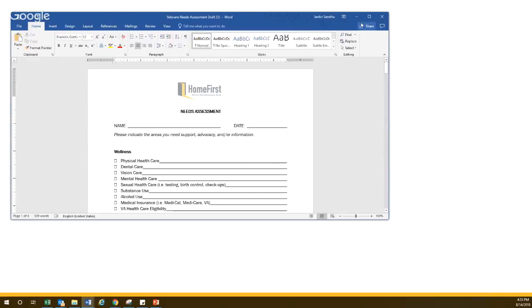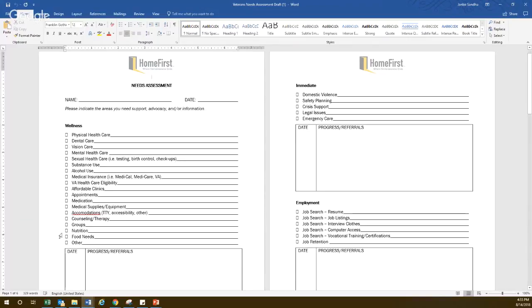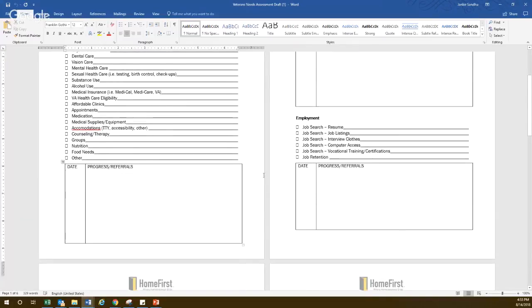So here is an assessment form, the needs assessment form that we are currently using here at HomeFirst. This form is used within some programs to identify someone's wellness, and you can see the areas of wellness are quite extensive. They're mental health, dental health, physical health, substance use, eligibility for specialized services like VA services or affordable clinics if they have a need for medication or nutrition or counseling.